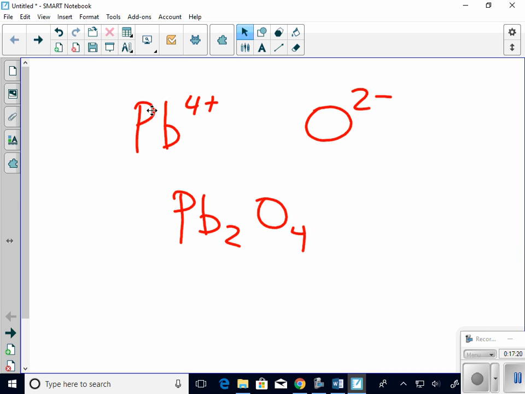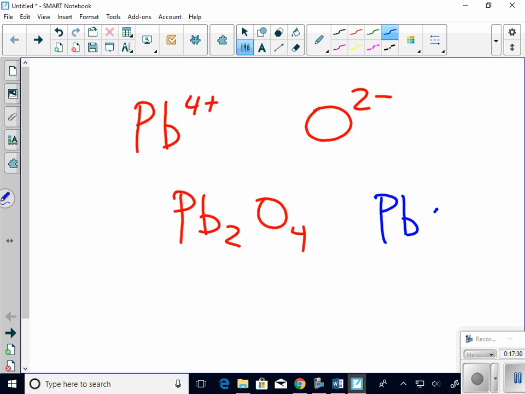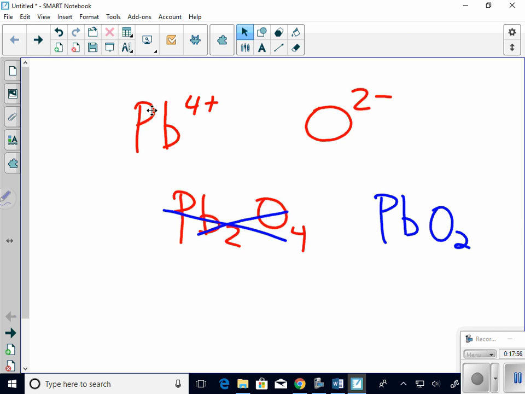What's my least common multiple of these two? 4, right? So if I take lead to 4, I have 1 of them. If I take oxygen to 4, I have 2 of them. That is the correct answer. That is not. Just because it's the same proportions doesn't mean it's right. You could simplify it, yes, but that doesn't always work either, because let me show you why you can't simplify it all the time.